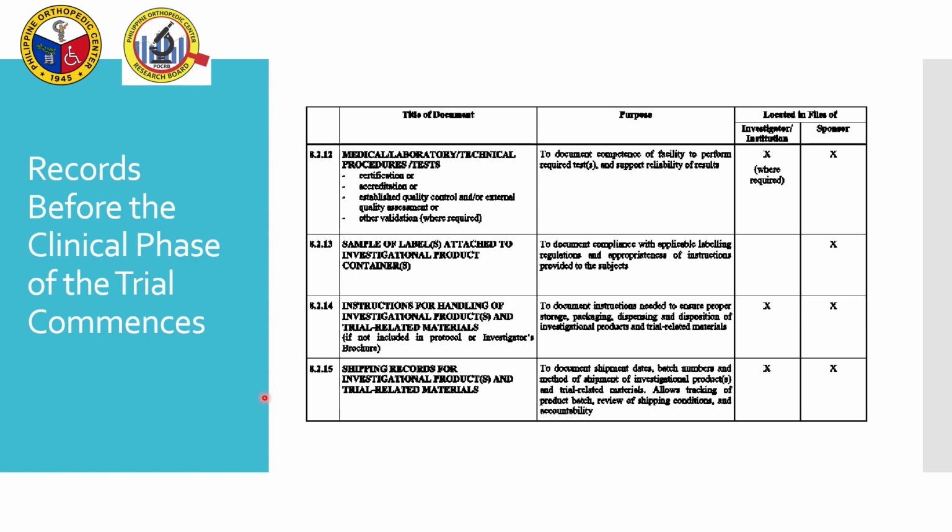Next is shipping records for investigational products and trial-related materials. These records track shipment dates, batch numbers, and the method of delivery. This is vital for accountability as it allows for the review of shipping conditions and tracking of product batches throughout their journey. Like handling instructions, this must be maintained by both the investigator and the sponsor.